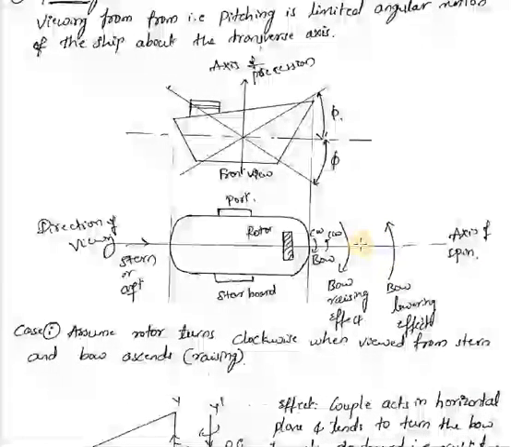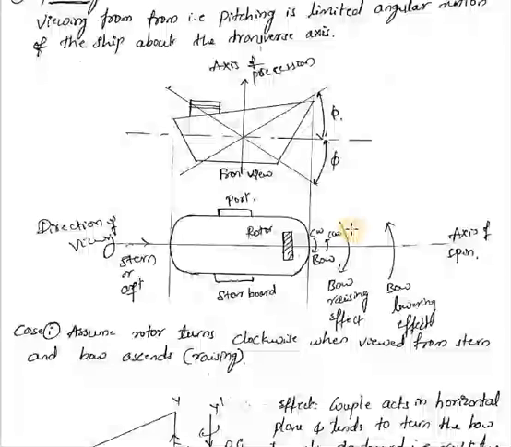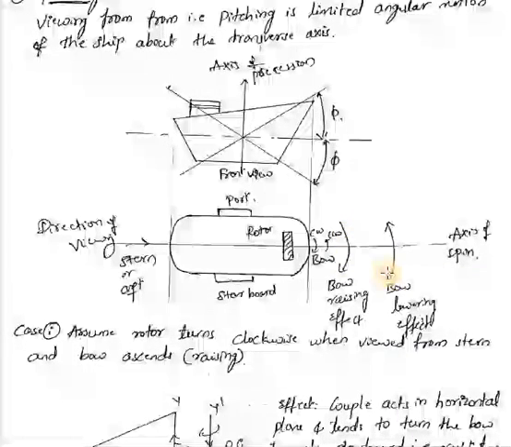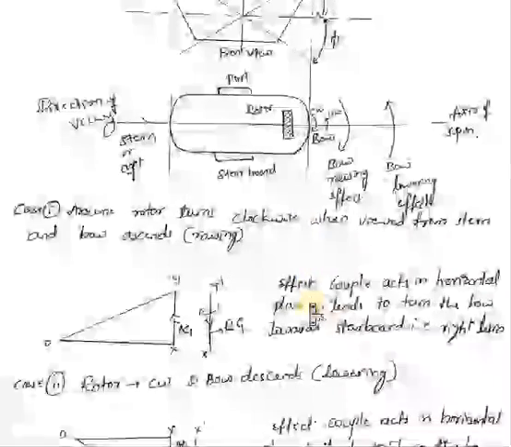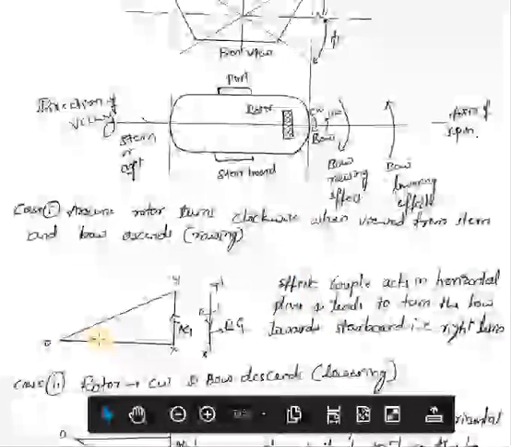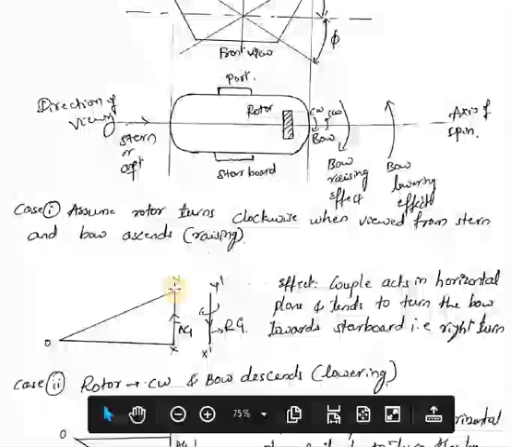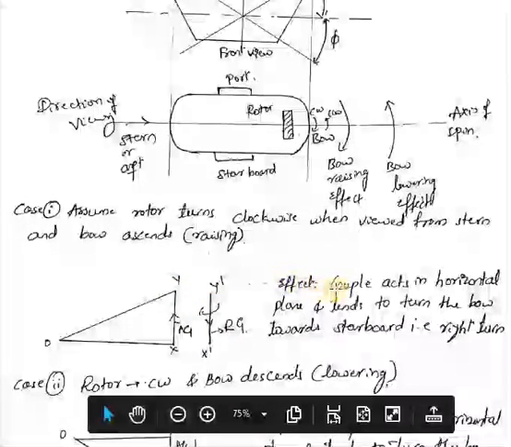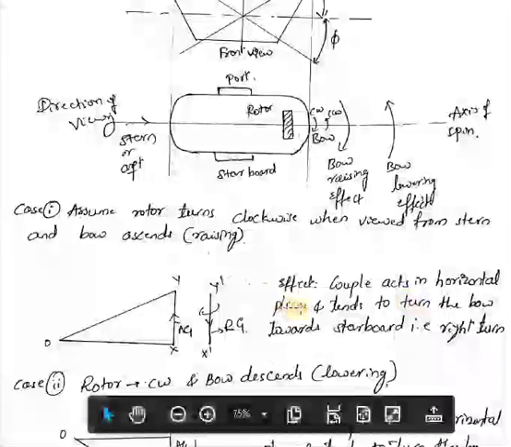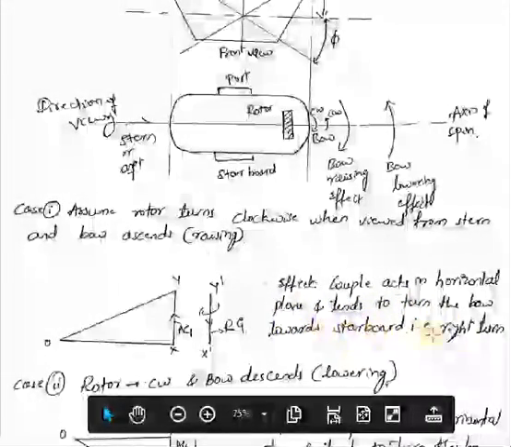Right now the rotor is rotating clockwise, so bow rising will be towards the downside and bow lowering will be towards the upside. So the angular momentum vector diagram will be this. This is before the turn and this is after the turn. The effect will be that the couple acts in the horizontal plane and tends to turn the bow towards starboard, that is, a right turn.